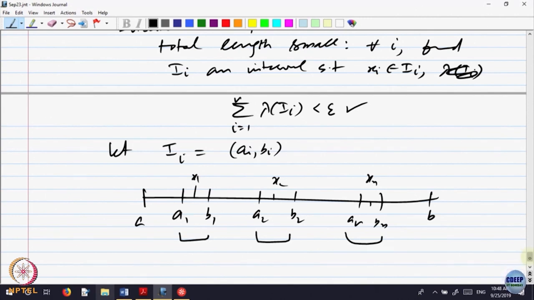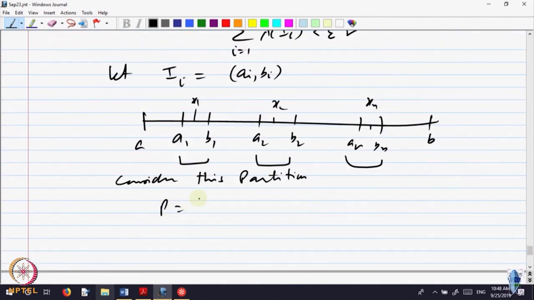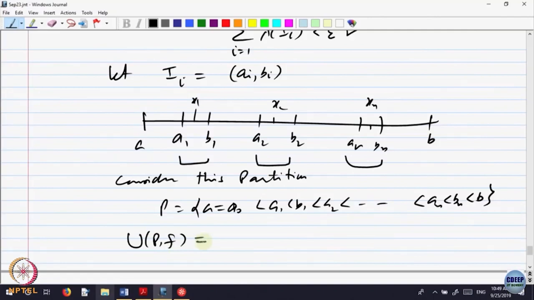So this gives me a partition. So consider this partition. So what is this partition? P is A equal to a0 less than a1 less than b1 less than a2 less than so on, less than an, bn less than B. With respect to this partition, the lower sum is 0, we know that already. Lower sum for every partition is 0. I want to calculate what is the upper sum with respect to this partition.